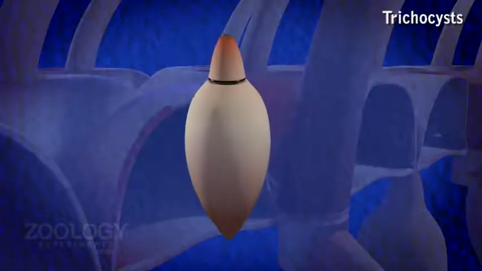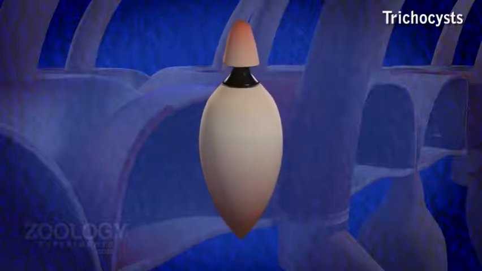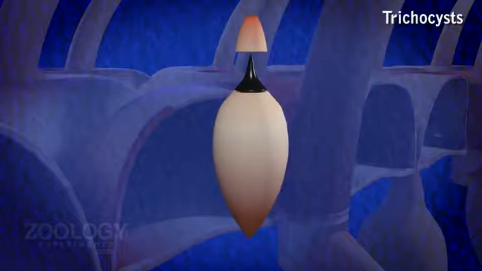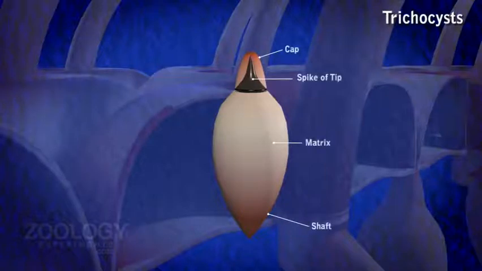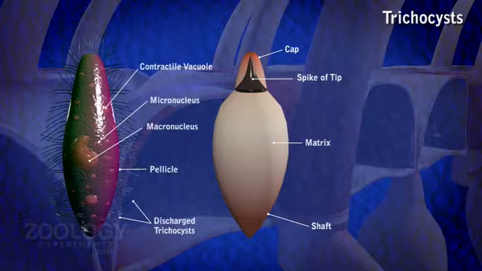It measures about 4 micron in length. Each trichocyst consists of an elongated shaft and a terminal pointed tip called the spike, covered by a cap. It is believed that these discharge and anchor the animal to a firm substratum when it feeds upon bacteria. It is also believed that these are organelles of defense.